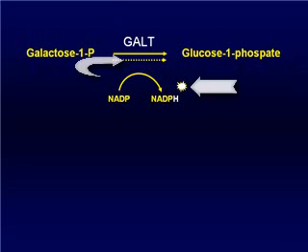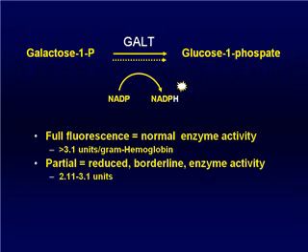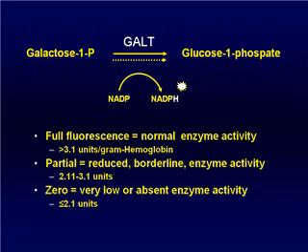An indirect measure of GALT activity is the fluorescence test used for newborn screening. When there is full fluorescence, the enzyme activity of GALT is normal. When GALT activity is reduced, it is reported as a partial or borderline result. Severe reduction in GALT activity is reported as 0, with values equal to or less than 2.1 units, and this is often associated with true galactosemia. Unit values for this test can vary depending upon test methodology.